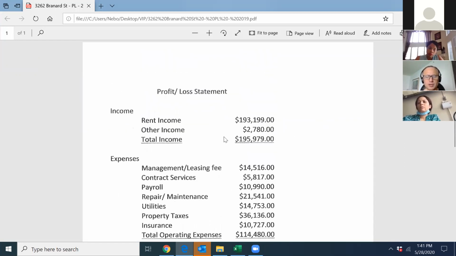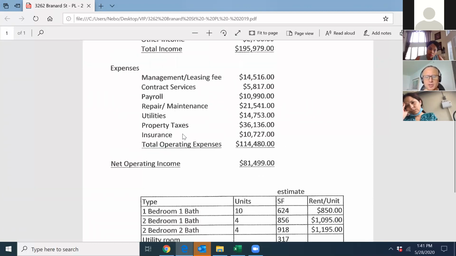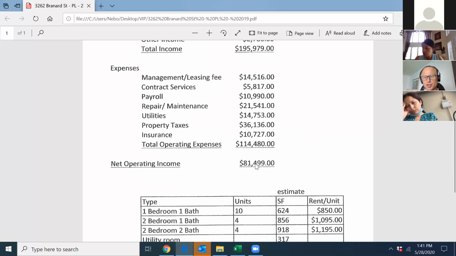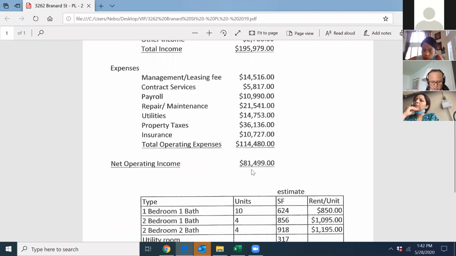It was only the rental income, the expenses, and the net operating income. The first thing you need to ask yourself when you get information like this is the cap rate. What is the cap rate on the property? Let me calculate this for you. The net operating income is 81,000.